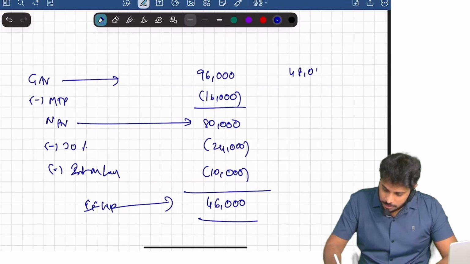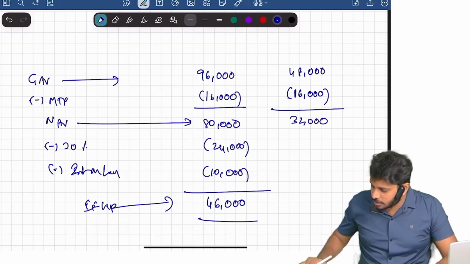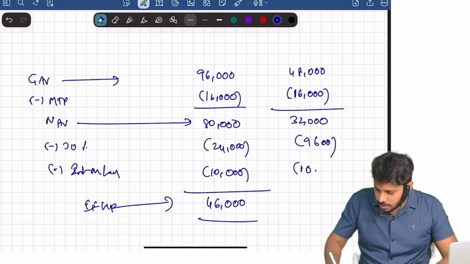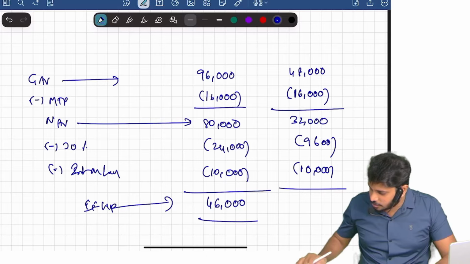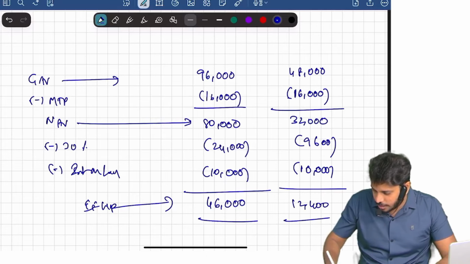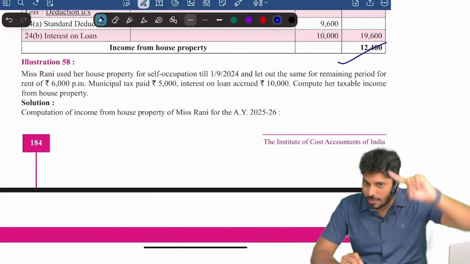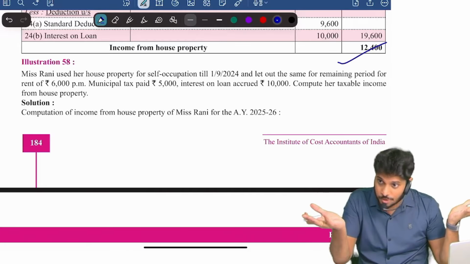GAV is equal to 48,000, and municipal tax paid as usual 16,000, 32,000 into 30%. Correct? 30%, 9,600. Interest on loan as usual amount. Yes or no? 32,000 minus 30% minus 10,000. The answer will be 12,400. I hope this is correct. Oh, super. You understood. Standard and restricted to 50. Therefore, step 1 will come to 50 automatically.